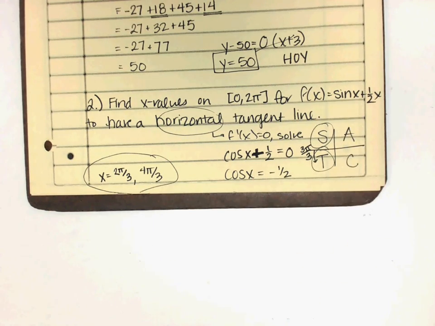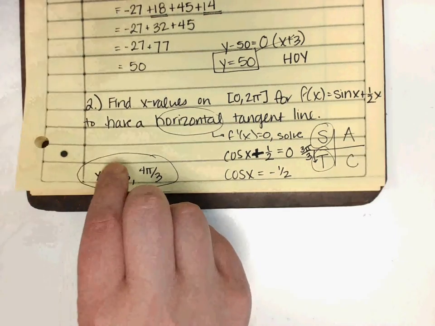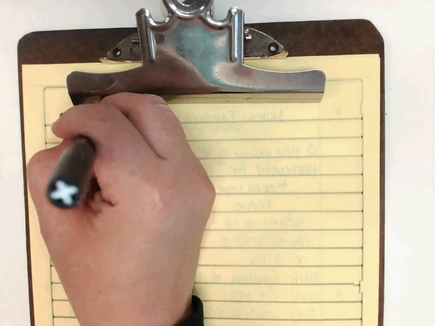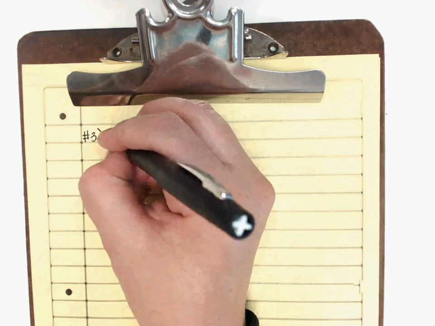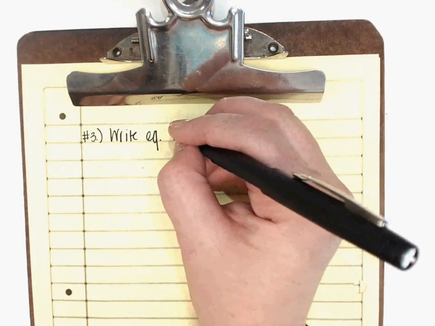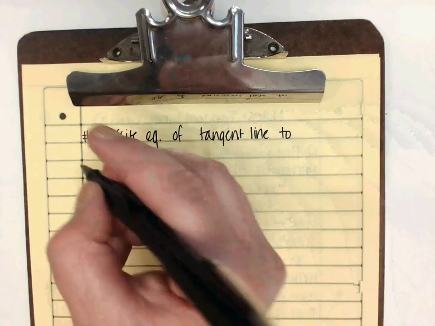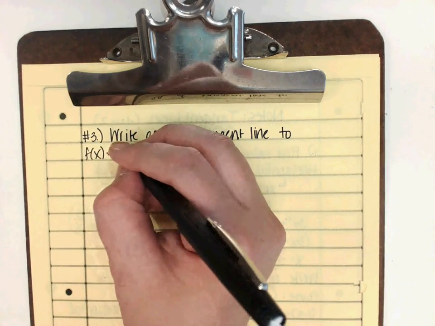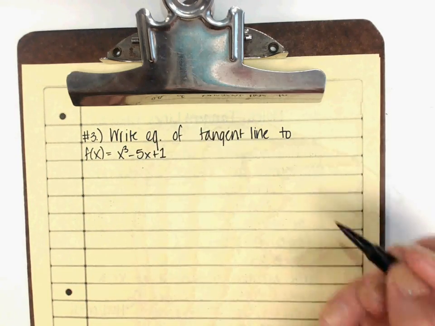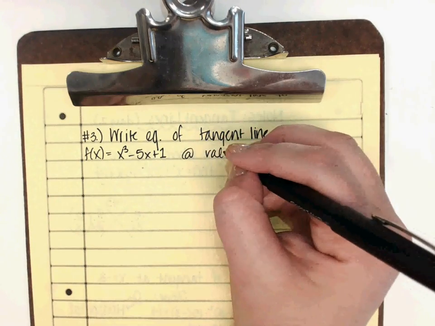Well, we're going to cover it so much that eventually you'll get it. Okay, are we ready for the next stuff? So we're pretty much done with yesterday's stuff, just those last two. So they're going to get a little bit harder, but not really. So this is number 3. I think we actually did one like this yesterday. Write the equation of the tangent line to f of x equals x cubed minus 5x plus 1 at a value in the first quadrant.